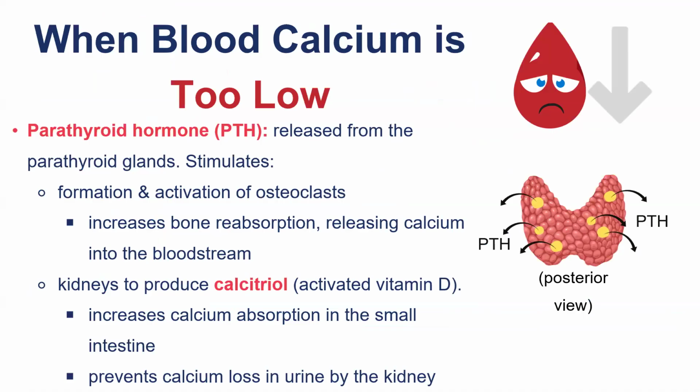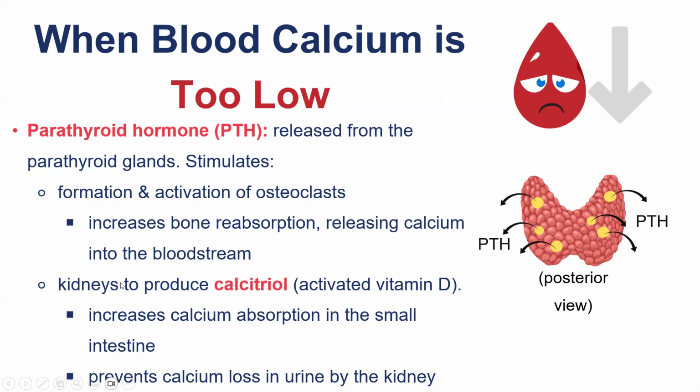So when blood calcium level is too low, our parathyroid glands will release parathyroid hormone. And so this is going to stimulate the formation and activity of our osteoclasts. So our blood calcium is too low. We need to take calcium from the bone to add to the blood.